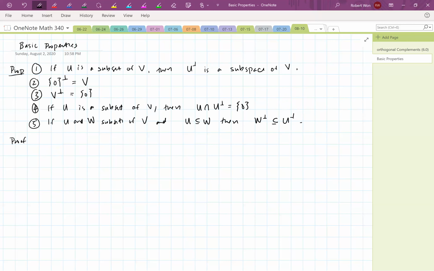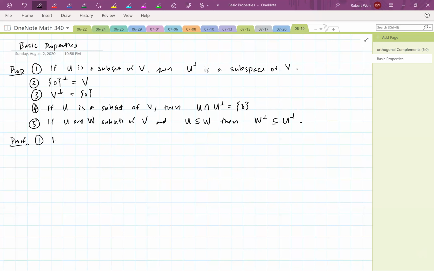Okay, so these are basic properties, which means we should be able to prove them just using the definition. So for one, I need to show that the orthogonal complement of any subset, again, I'm not requiring U to be a subspace, just a subset, is a subspace. That means I need to show that U perp contains zero and is closed under addition and closed under scalar multiplication.